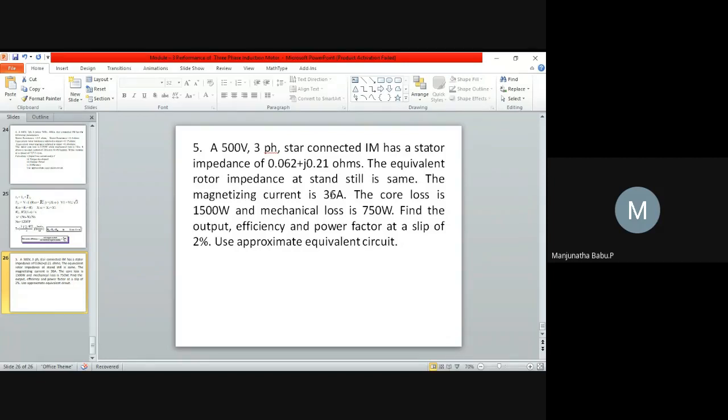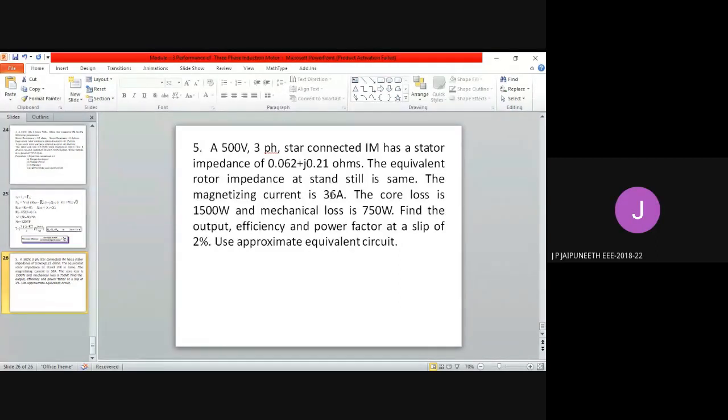It is an induction motor, so we will be using the inductive coil. Whenever we use the inductive coil, the current will always be lagging. So once you find I naught, got it? Any doubts here? No, sir.